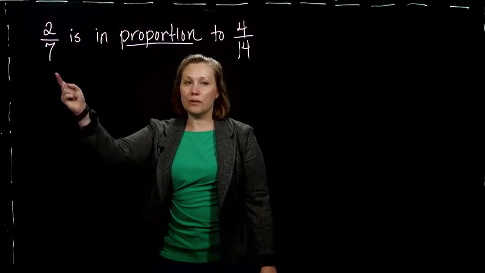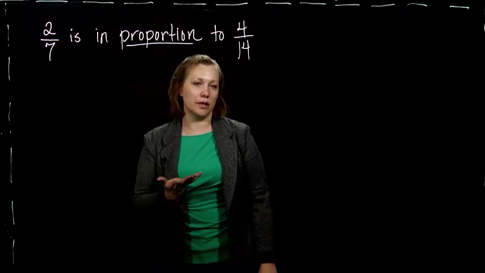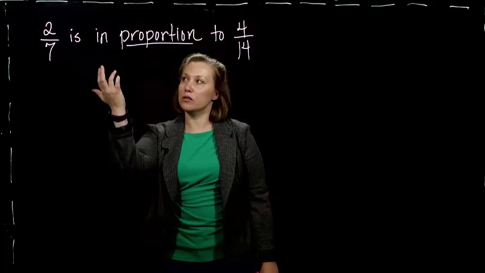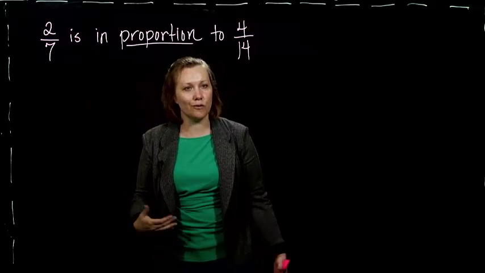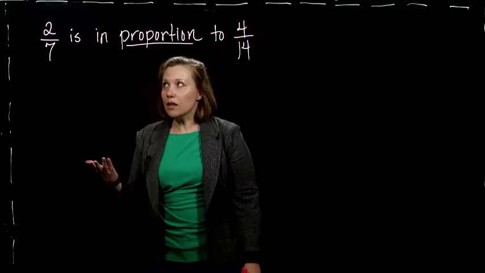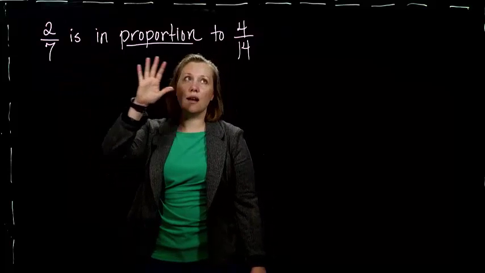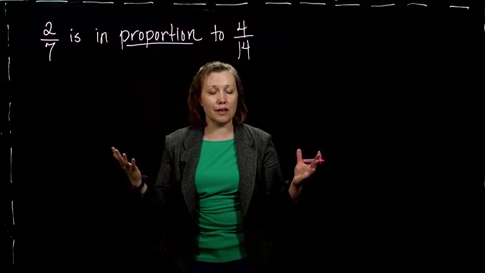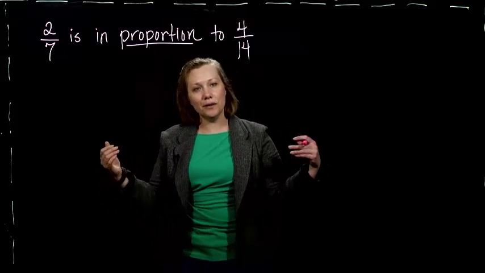So when you have two ratios that are equivalent to each other, we say they are in proportion to each other. So 2/7 is in proportion to 4/14. So how do we make a mathematical statement that two things are equal to each other? Well, we do it with an equation.